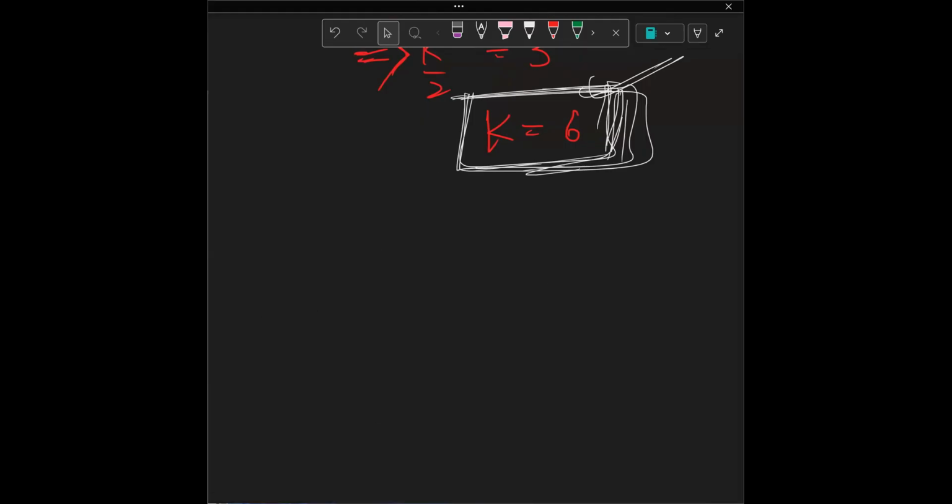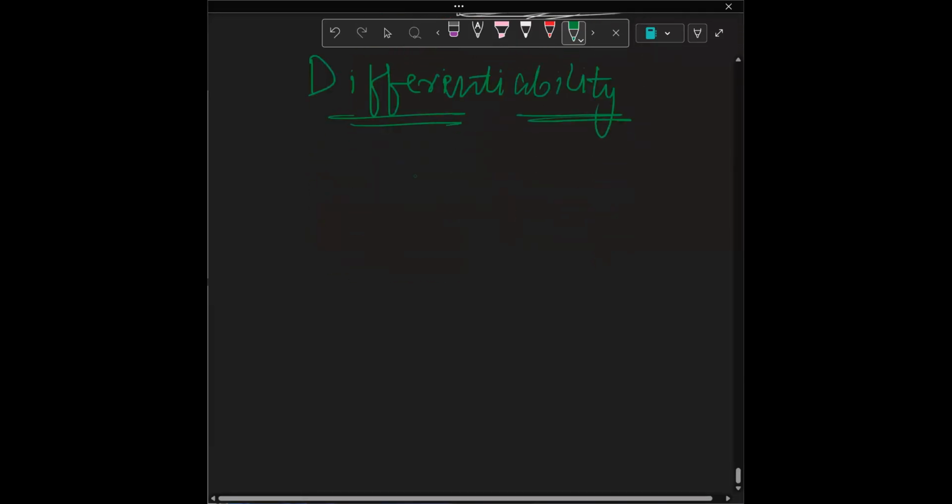Okay, so let's now move to the differentiability part. It's a very interesting part of this chapter that is going to be used almost in 2 or 3 chapters of your syllabus. Differentiability.